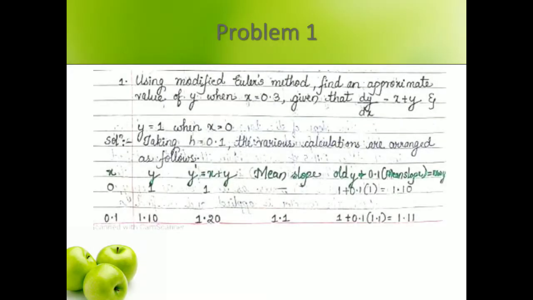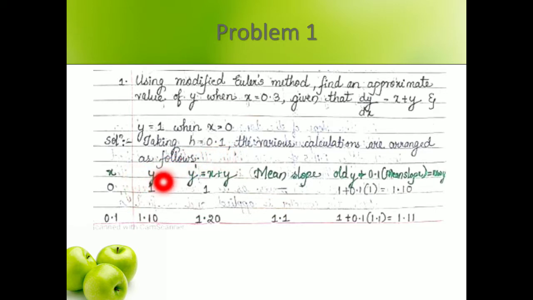Once you go through the problem, you will clearly understand how to solve using the modified Euler's method. So we'll go to the problem. Using modified Euler's method, find an approximate value of y when x equals 0.3, given that dy by dx equals x plus y and initial values are x equals 0, y equals 1. Taking h equal to 0.1, the various calculations are arranged as follows.